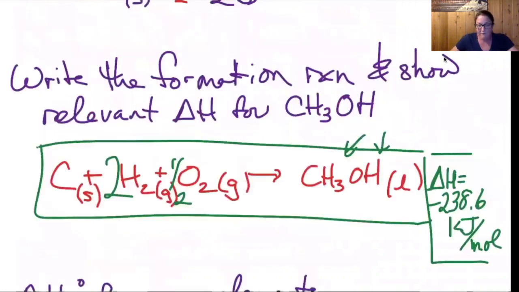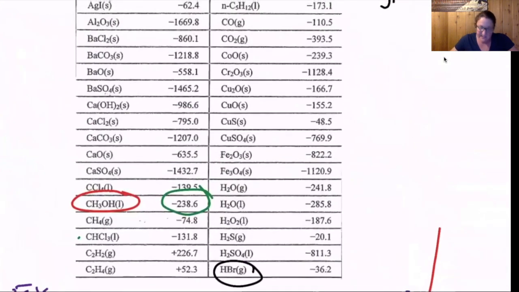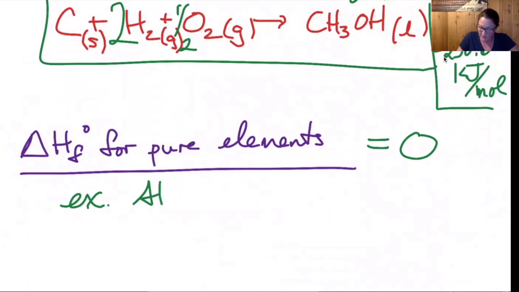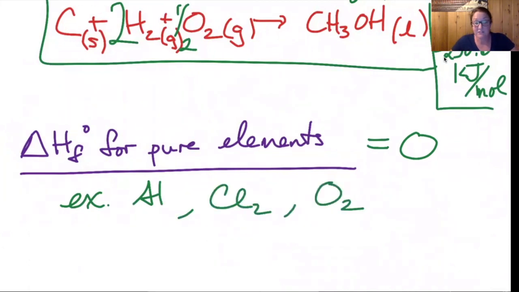One thing you won't find on this table, notice that carbon isn't on here alone. Hydrogen isn't on here alone. Oxygen isn't on here alone. That's because the heat of formation for pure elements in their most common form is 0. So you won't find Al on the chart. You won't find Cl2 on the chart. You won't find O2 on the chart because they're all zeros.